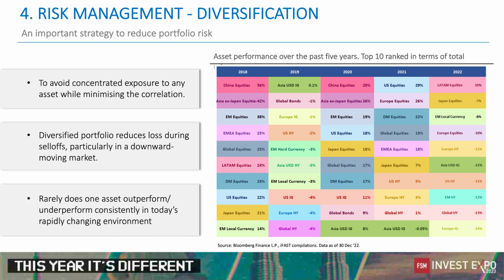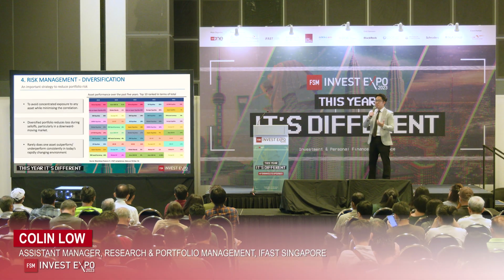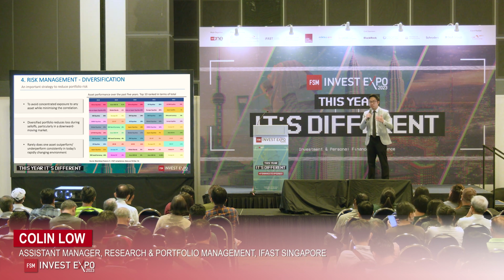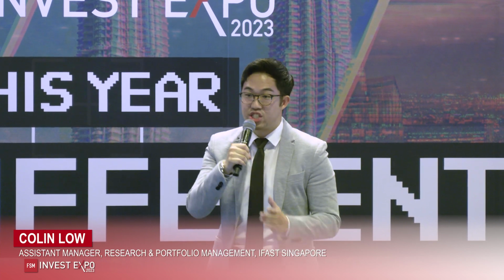Moreover, as shown on this table right here, rarely does one asset outperform or underperform consistently in today's changing macro environment. As you can see from the chart, in 2022 the top performing asset is Latin American equities, whereas over the last 5 years, you don't see that anywhere around the top few performing equity markets. So what this means is that if you have a diversified portfolio, you're able to not only minimize your portfolio risk, but also have exposure to potential winners.